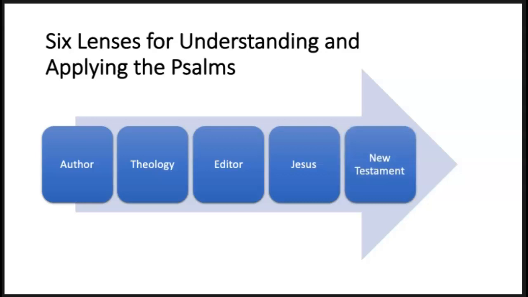The fifth lens is what I call the New Testament lens, or the church lens, and it's how we read the New Testament as it interprets the Psalms, as it applies the Psalms. Because the writers of the New Testament were Jewish, and they were familiar with the Psalms, and they applied these Psalms to Jesus and to the church. And so we'll see how the Psalms also point us to the church.